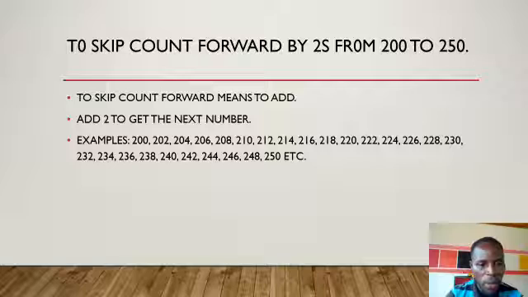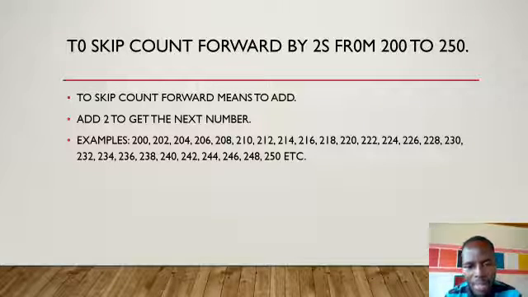You have the first number to be 200. Add 2 to it to get 202. Add 2 to it to get 204, 206, 208. Add 2 to it, 210. Add 2 to it, 212, 214, 216, 218, 220. So 20 plus 2 is what? It's not 22. So 220 plus 2 is 222.